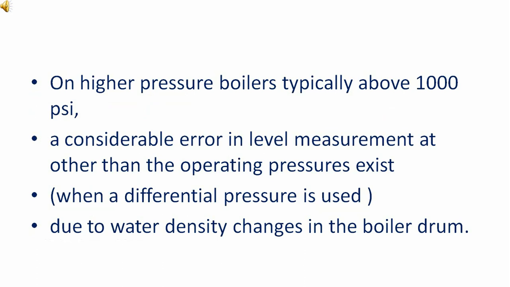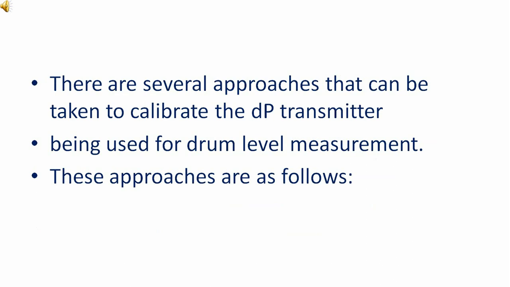On higher pressure boilers, typically above 1000 psi, a considerable error in level measurement at other than the operating pressure exists when a differential pressure transmitter is used, due to water density changes in the boiler drum. There are several approaches that can be taken to calibrate the DP transmitter being used for drum level measurement. These approaches are as follows.